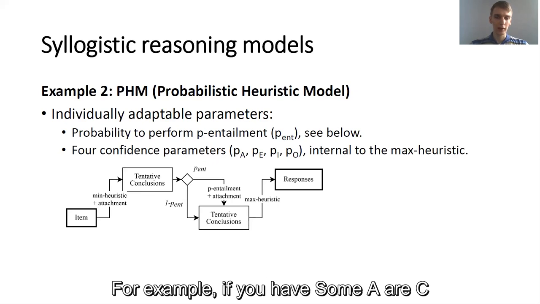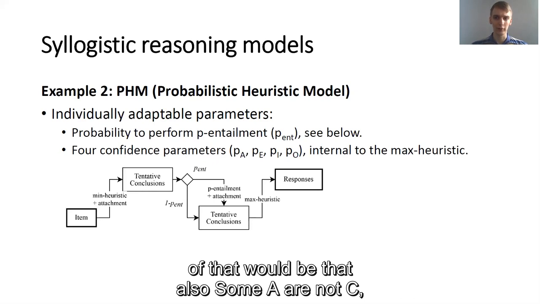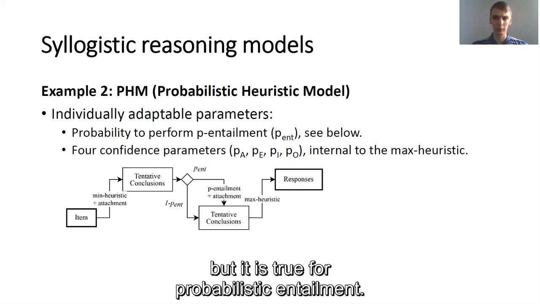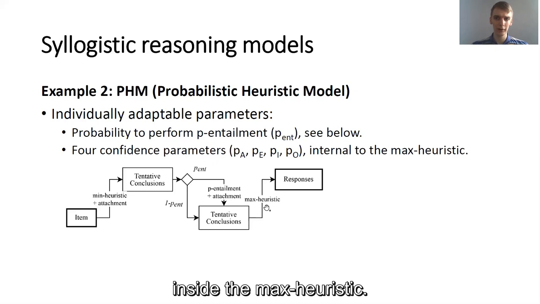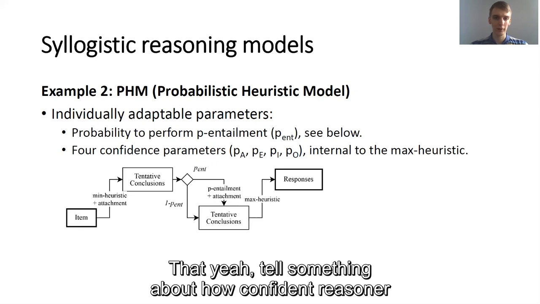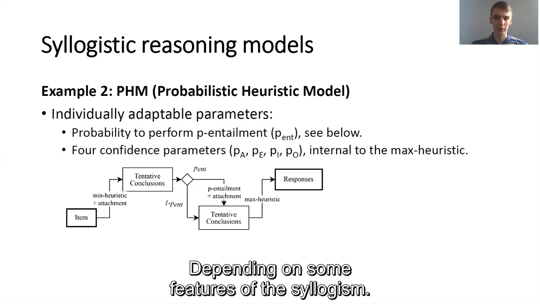For example, if you have some A are C, then a probabilistic entailment of that would be that also some A are not C, which is not true in normal logical reasoning, but it is true for probabilistic entailment. Then we have 4 additional parameters inside the max heuristic, which is a confidence mechanism that tells something about how confident the reasoner is about the conclusions he generated, depending on some features of the syllogism.